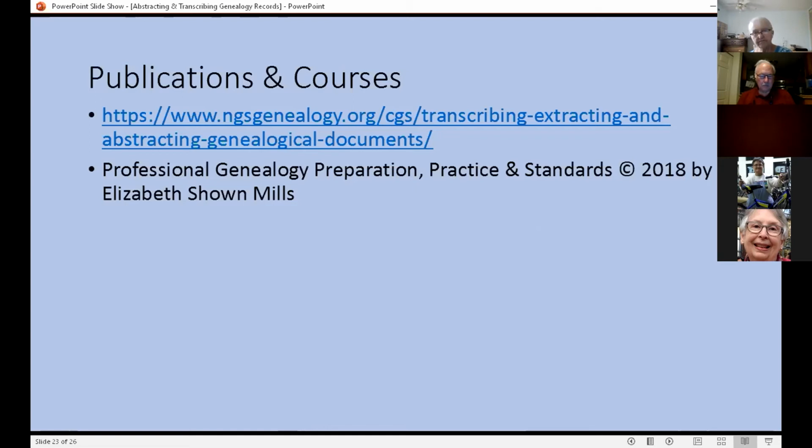And the other item is a publication called Professional Genealogy: Preparation, Practice and Standards. It was written in 2018 by Elizabeth Shown Mills, and that's the second edition. She wrote one previous to that. It has a wide variety of things written in it besides abstracting and transcribing, so there's a lot of other things it talks about as well.